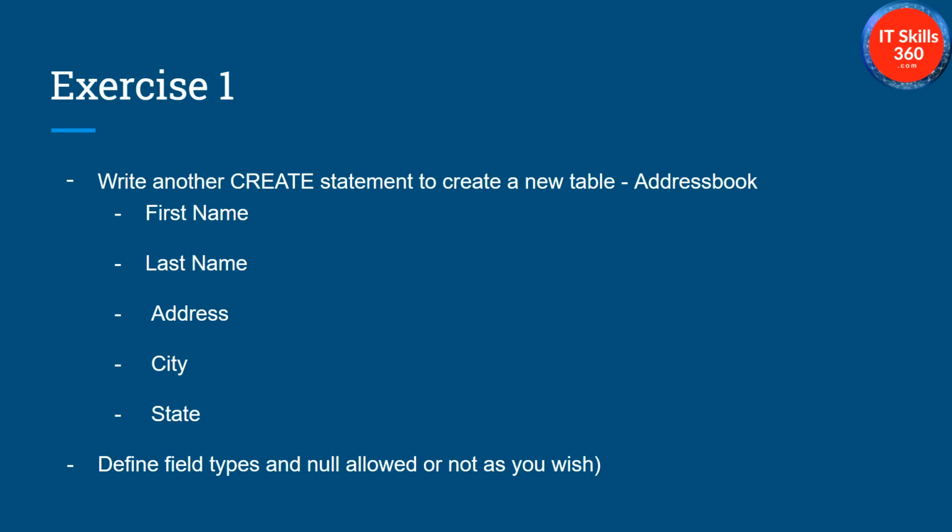Very simple. We want to create a new table. We'll give the name as address book, and it should belong to the same schema which we have created currently, which is addition schema. And the fields we need are first name, last name, address, city, state. I will leave the type of each field to be defined by you, whatever you wish. Whatever type it should be, I will let you decide that. And you can also decide whether null should be allowed or not.